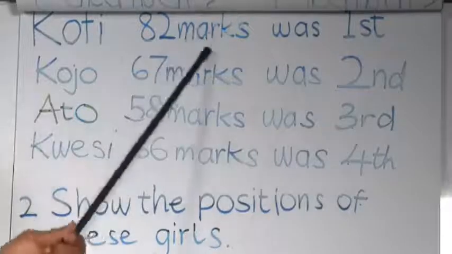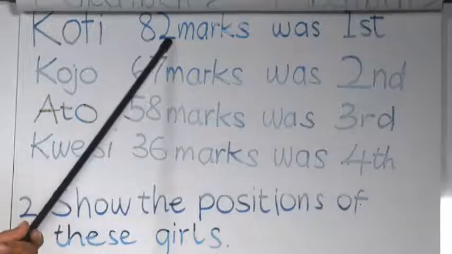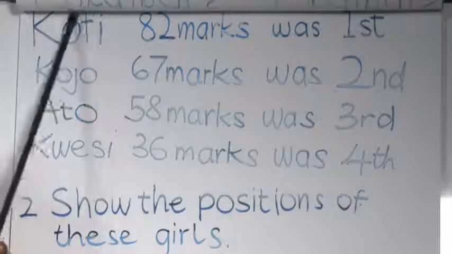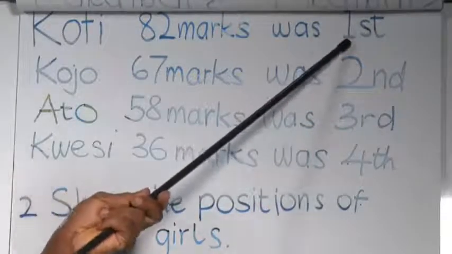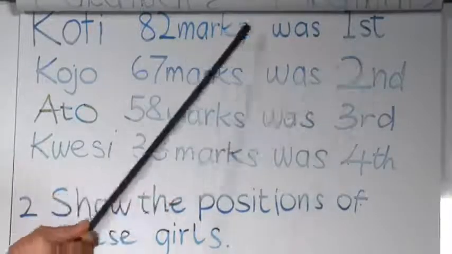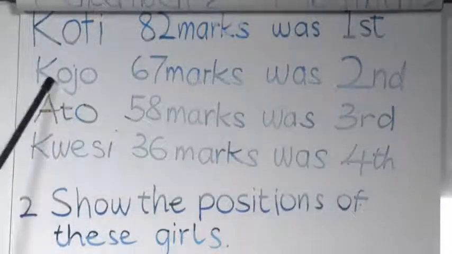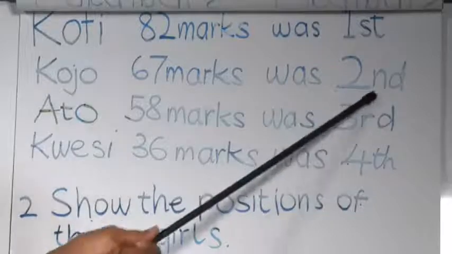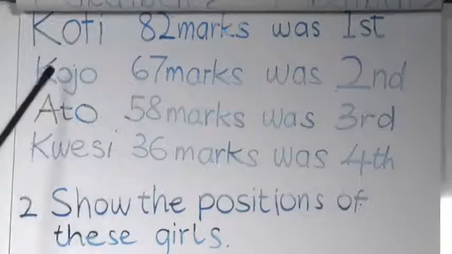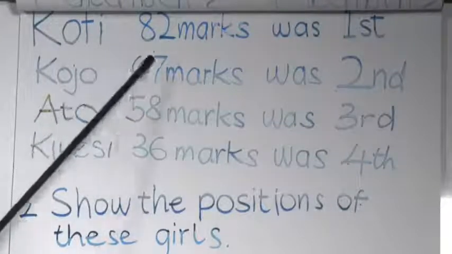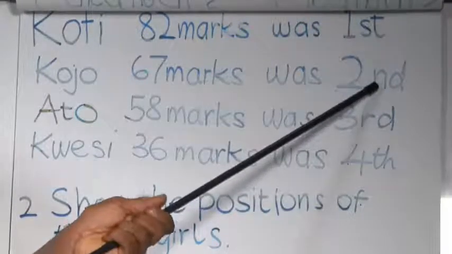So, from what we have on the board, 82 is the highest or the biggest. So, Kofi took the first position. He had 82 marks. Kojo took the second position because he had 67 marks. He was second.